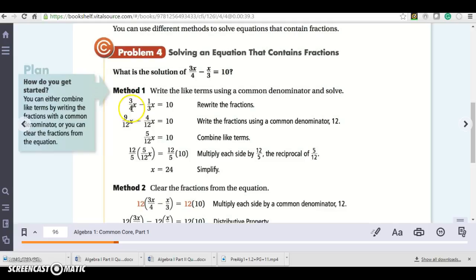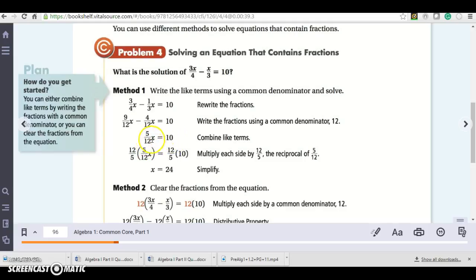So if I change this to my common denominator, which for 4 and 3 would be 12, I would multiply top and bottom by 3, which gives me 9 over 12. And here I would multiply top and bottom by 4, which gives me 4 over 12. So now I can combine my like terms, and I get 5 over 12 x equals 10.